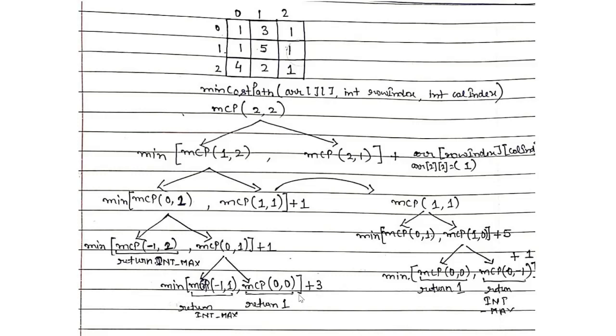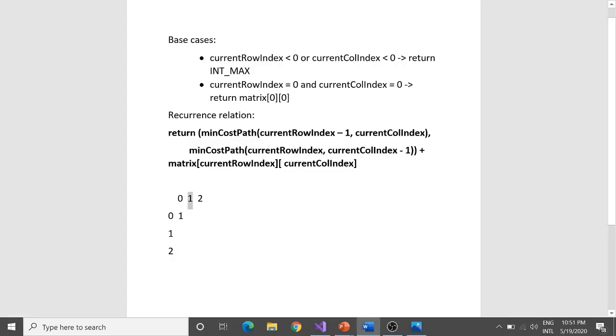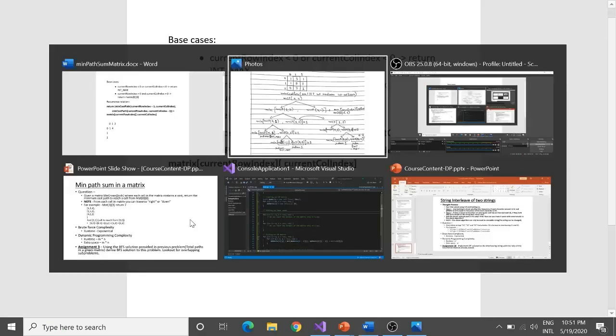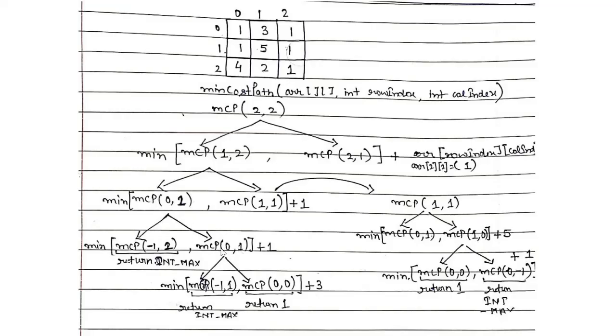So what would I be doing? I would be just adding the value of MCP 0 0 to 3 over here. And what does this 3 signify? This 3 signifies the cost to reach 1 over here. So I would be adding 1 to MCP of 0 0. That's what I did. And what is the answer to it? It would be 4. So what does this 4 signify? This 4 signifies the answer to this subproblem MCP 0 1.